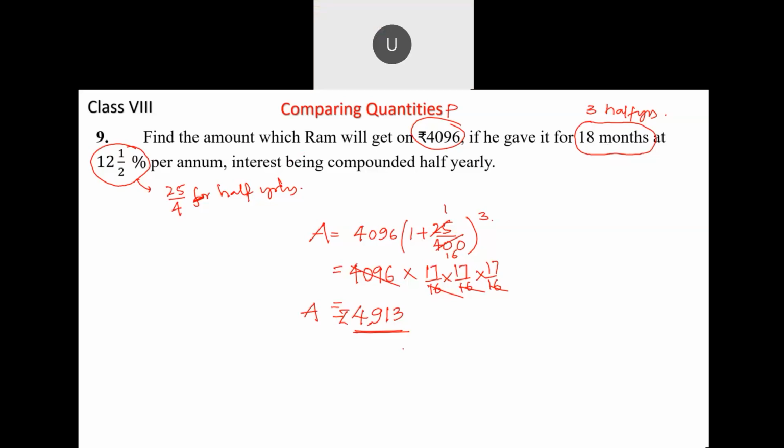So we have found the amount. Should we have to calculate interest? No, sir. They didn't ask interest now. The question is to find the amount. We have found the amount. Very simple. Interest being compounded half yearly. If this type of question is there, it's easy because the numbers are getting cancelled. Otherwise, it becomes very difficult.